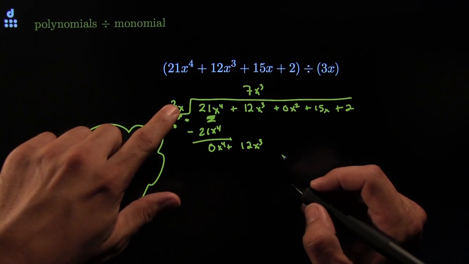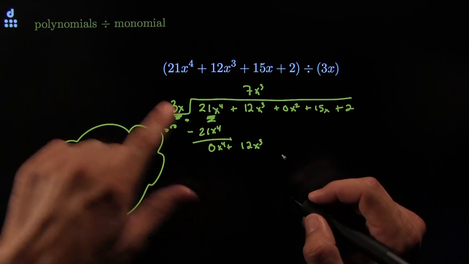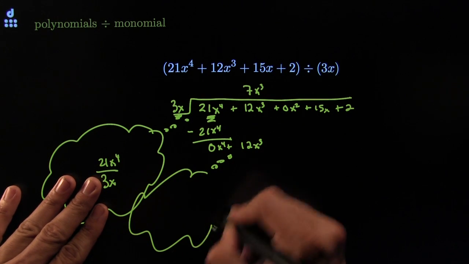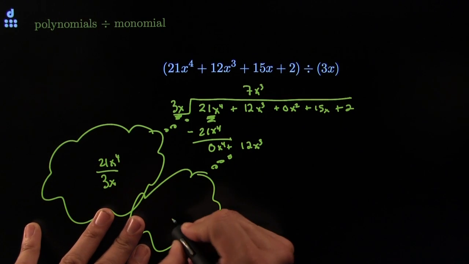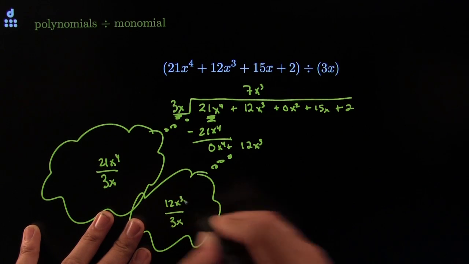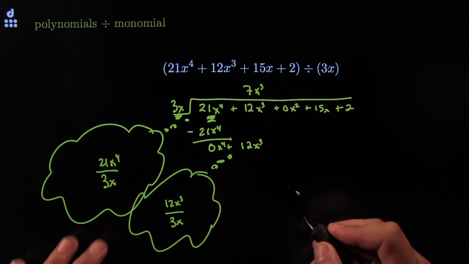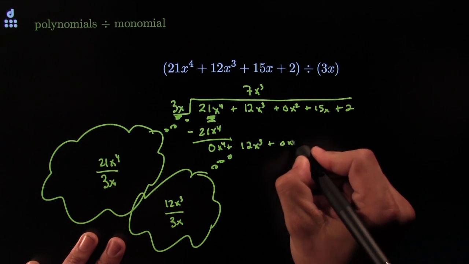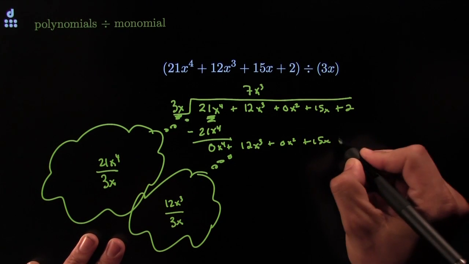And you ask yourself, how many times does this one go into that one? Well, again, if that's too hard for you to do in your mind, you can feel free to make a little thinking bubble. You're asking yourself, how many times does the 3x go into the leading term, which is a 12x to the third? By the way, you can always bring down the rest of them if you want. Bring them all at once. This is your problem now.